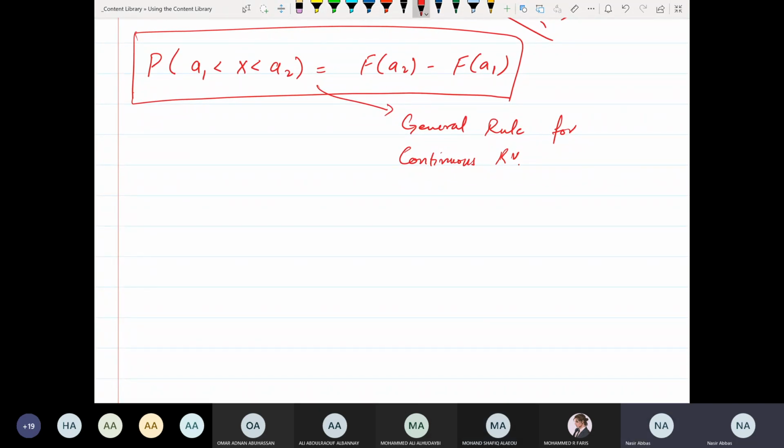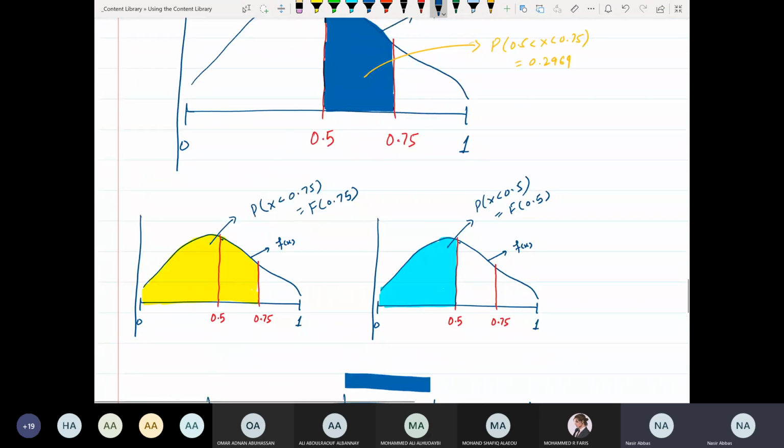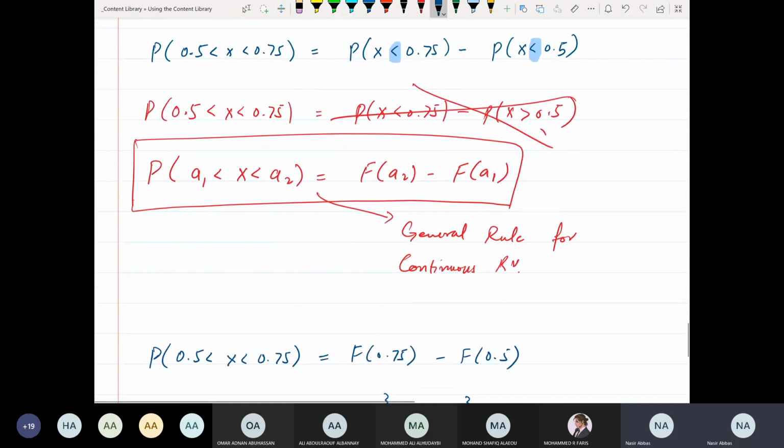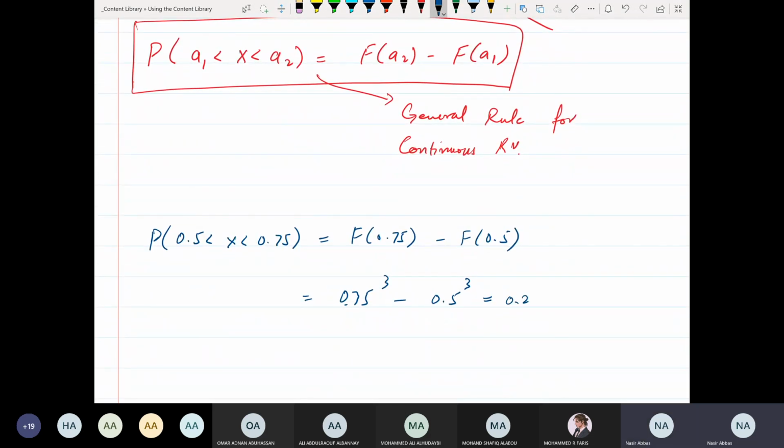So let us continue with our example. The probability of 0.5 less than x less than 0.75 can be written as capital F of 0.75 minus capital F of 0.5. So that should be 0.75 cube minus 0.5 cube. And this is going to be exactly equal to 0.2969.